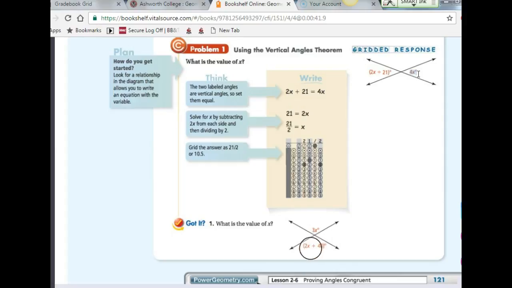Okay. Now let's look at the next one. This, which is 3x, and this, which is 2x plus 40. Again, those are across from each other, so they're considered vertical angles. So vertical angles, that means I'm simply going to set those equal to each other. 3x equals 2x plus 40. Of course, subtract the 2x over, and I'm going to end up that x equals 40.